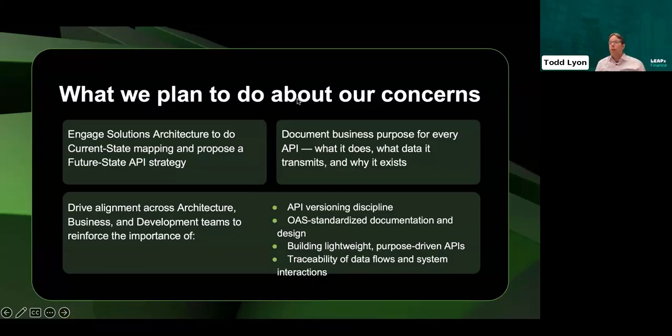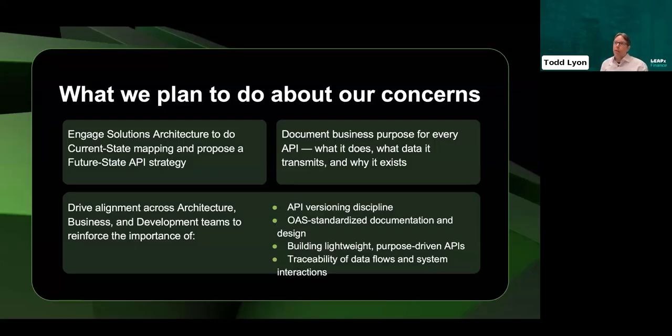So what we plan to do about this in order to meet these requirements, of course, I mentioned engaging solutions architecture to do a current state mapping and propose a future state API strategy. We want to make sure that we document our business purposes for each of these APIs as well. Not just have kind of like an API diagram, but actually what each endpoint does, what its purpose is, what it supports, what it connects to, as well as what data it transmits.